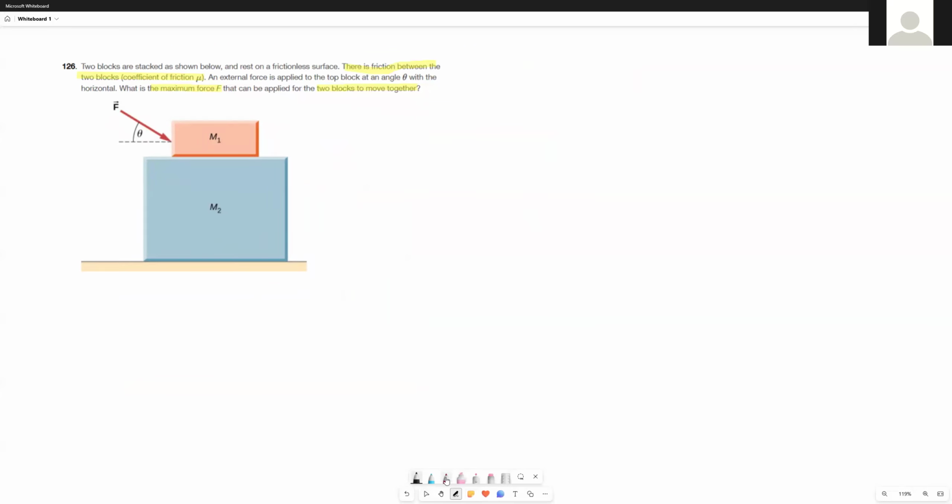So if I were to draw the FBD of M1 plus M2, I would draw a box representing the two. There is no friction between the surface and M2. And if M1 and M2 apply any forces on each other, that's going to be an internal force, and I'm not going to consider it in the free body diagram of M1 plus M2. Because in a free body diagram of any object, I only consider the forces that are external to the system. What are the forces?